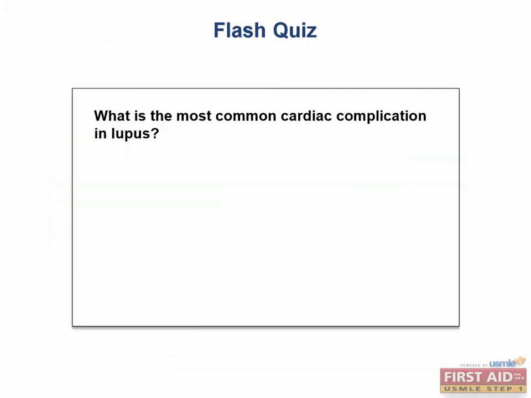Let's do a flash quiz. What is the most common cardiac complication in lupus? Pericarditis, followed by Libman-Sacks endocarditis.